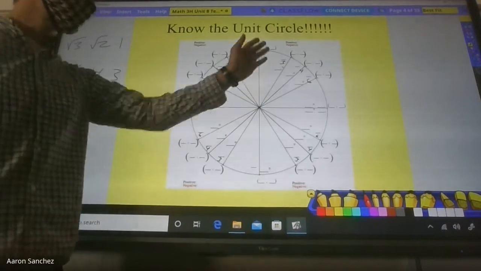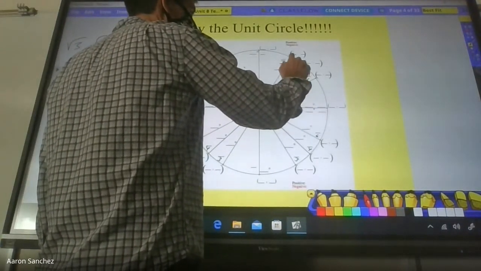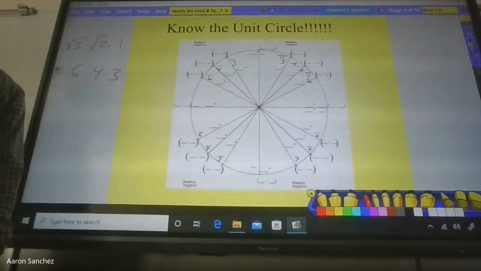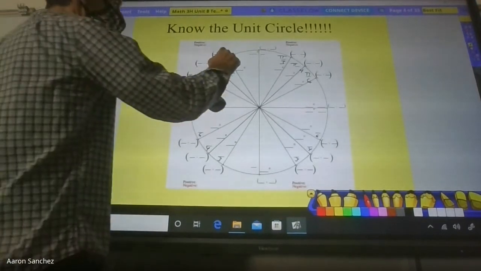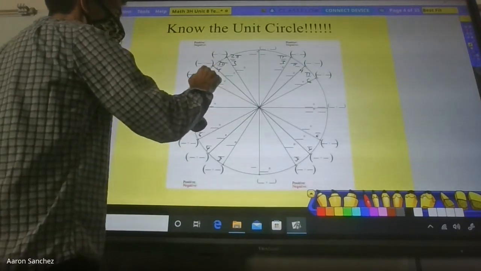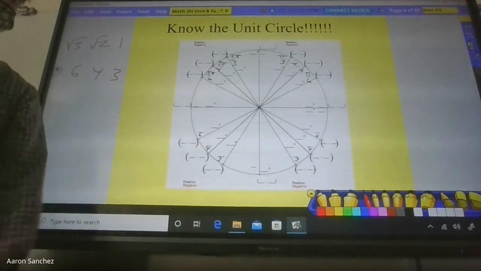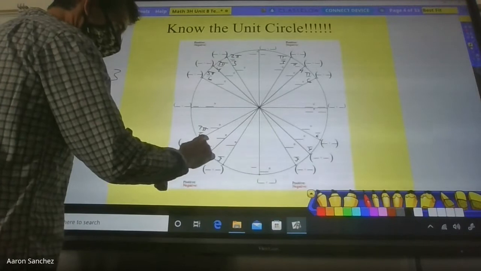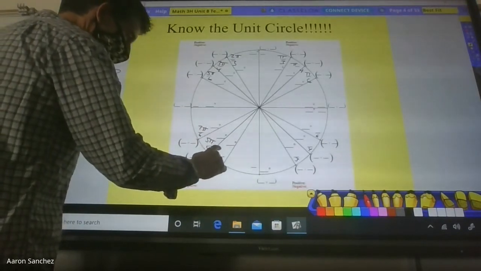What's in this quadrant? Pi. What's in this quadrant? You subtract 1 from the denominator, right? 3 take away 1 is 2 pi. 4 take away 1 is 3 pi. 6 take away 1 is 5 pi. Is that hard? What about this quadrant? Add 1. 6 plus 1 is 7 pi. 4 plus 1 is 5 pi. 3 plus 1 is 4 pi.